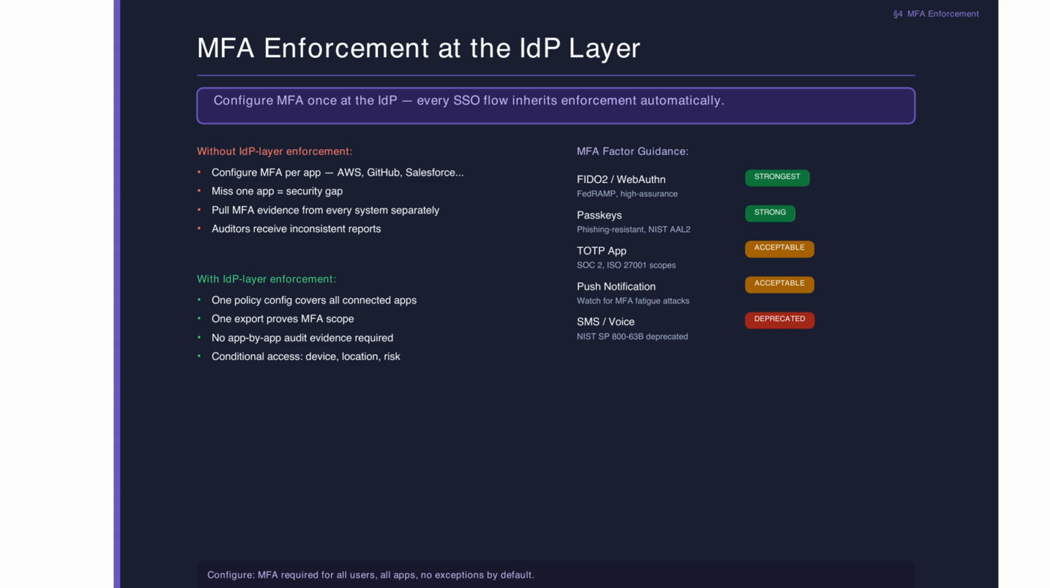Without IDP layer enforcement, you're configuring MFA app by app, on AWS, on GitHub, on Salesforce, and so on. Miss one app and you've got a security gap. Worse, you have to pull MFA evidence from every system separately, and auditors end up with inconsistent reports.